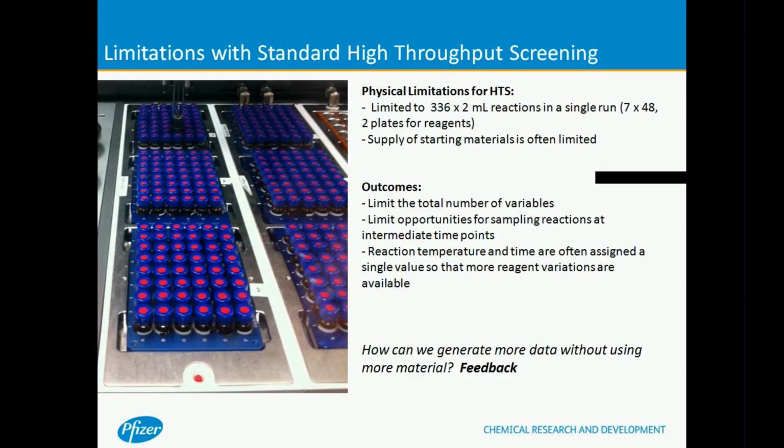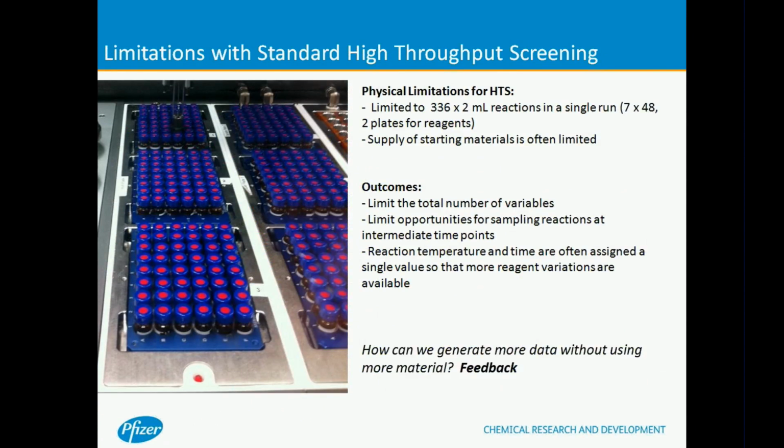And the other physical limitation, which is going to limit you far beyond 336 in many cases, is that the supply of starting materials is often limited. Imagine running even 100 reactions at 10 milligrams is a gram of material. So to run 336 reactions would be 3.3 grams of material. Oftentimes, some project labs can only spare hundreds of milligrams, but certainly less than a gram.